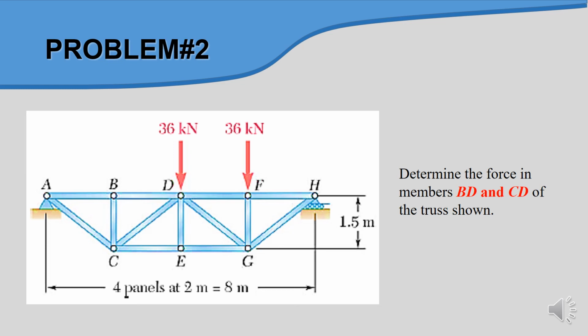In this case, the question is asking for the value of BD and CD only, but we can also get the value of CE. Along the way, we need to make a cross section through BD, CD and CE. The process of getting the value is basically the same as problem number one, but in this case the question is not asking for CE.